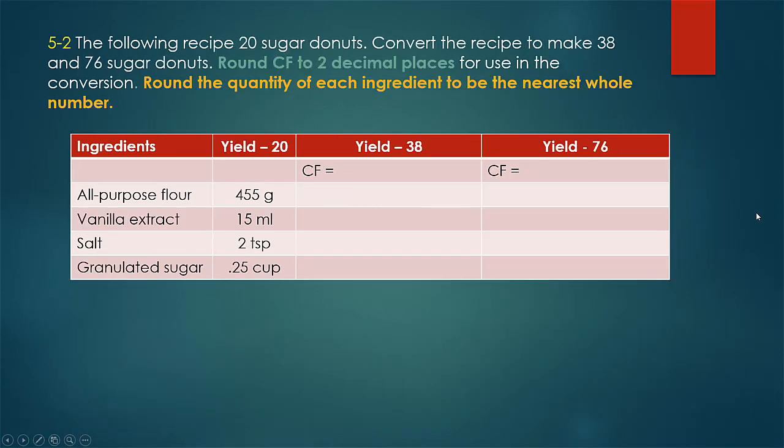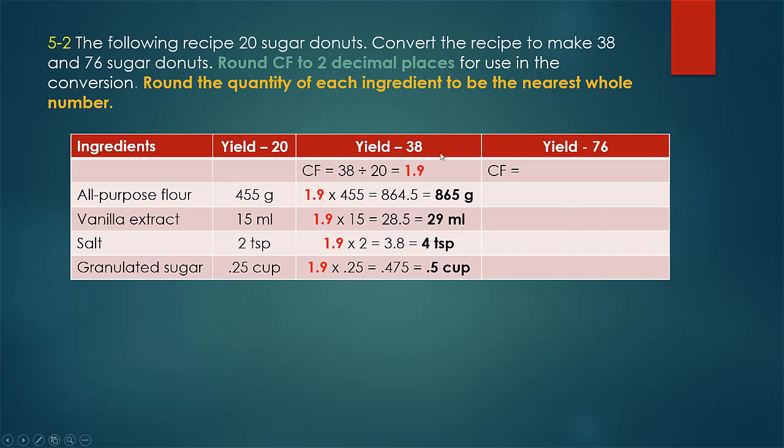Let's take a look at it. We'll use a smaller recipe here. This recipe makes 20 sugar donuts. I want 38 and I want 76. So my new yield of 38 divided by my original yield of 20. Here is my conversion factor for 38 donuts, 1.9. I take 1.9, I multiply all of these ingredient amounts. Oh, look, here's how much I need to make 38 sugar donuts.